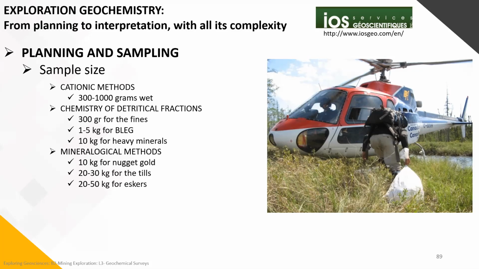For mineralogical methods, if we're looking for areas which are enriched in high concentrations or nugget gold, we need to have at least 10 kilogram samples. For tills, we need between 20 and 30 kilogram samples, and for F.N.Q.L.S.D.I, we need between 20 and 50 kilogram samples.